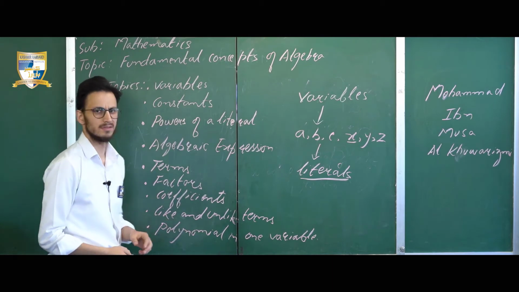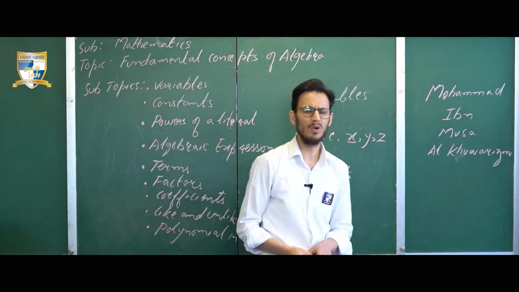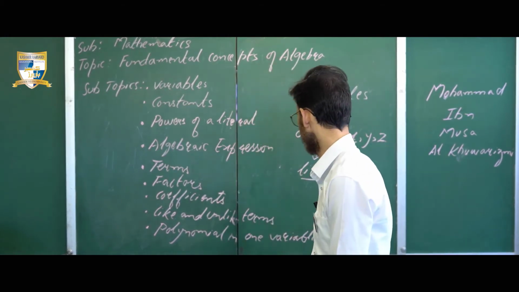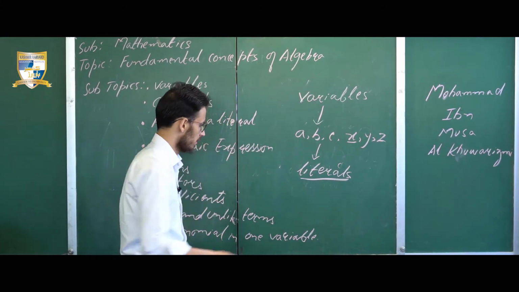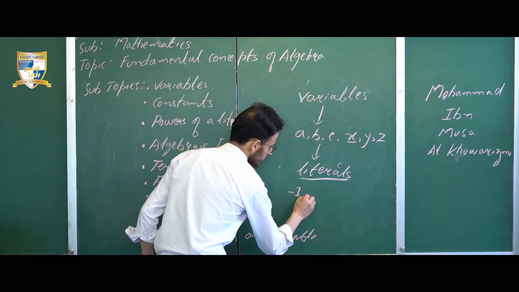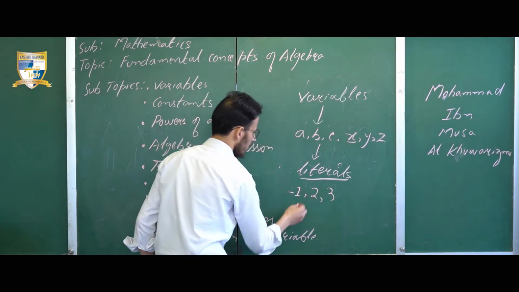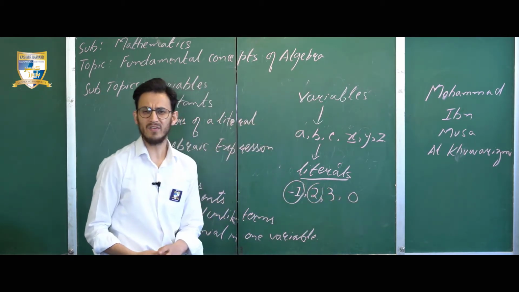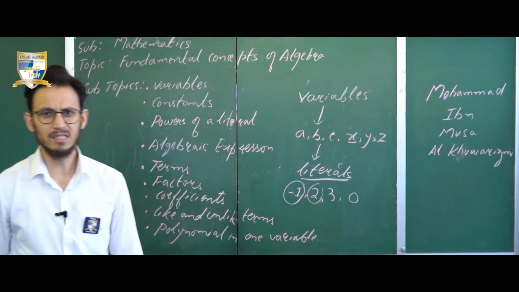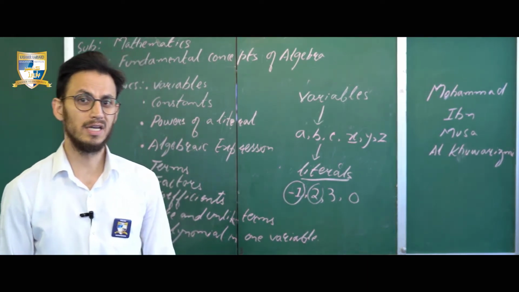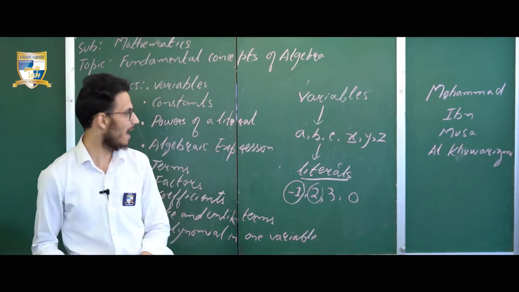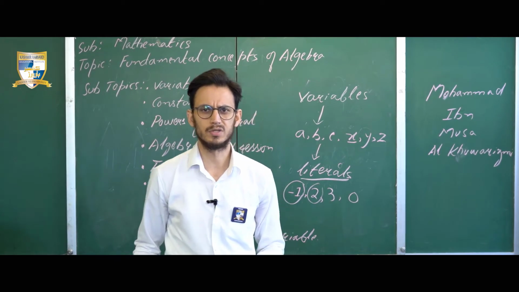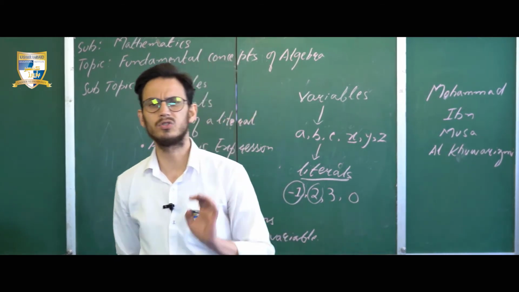Next, constants. Constants are the numbers that never change their values. Their values are always fixed. Like we have integers, -1, 2, 3, either negative, positive, or 0. Whenever we have such kind of numbers, in algebra they are called constants because they never change their values. And whenever we find the value of the variables after solving the equation, we see that the value of the variable is also a constant.